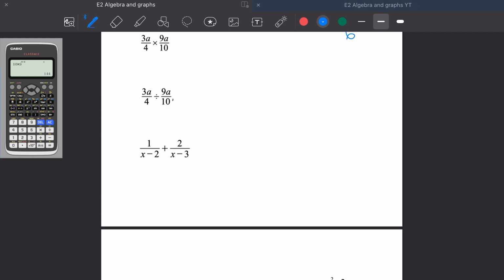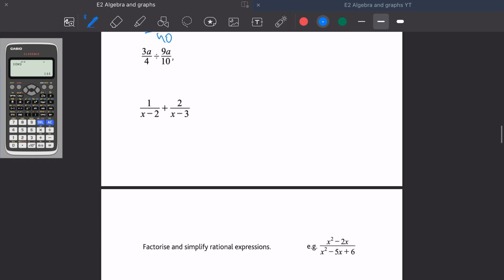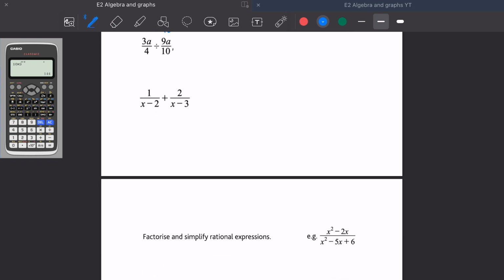Next question is 3a over 4 into 9a over 10. So you get 27a squared divided by 40. Next question is 3a over 4 divided by 9a over 10. So what you do in these type of questions is you flip the division sign, 3a over 4 into, then you take the inverse of this. This becomes 10 over 9a. a and a cancel off. 1, 3. This becomes 2, 5. This becomes 5 over 6.